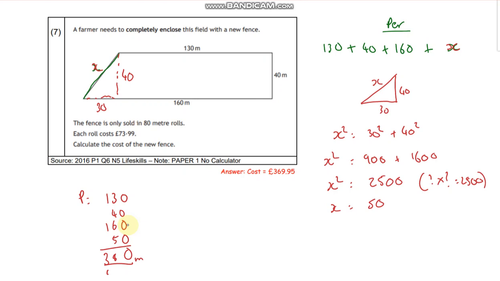And the fence is sold in 80-meter rolls. So 80-meter rolls, okay, so 80 is 1. 160 would be 2. So that means that 320 would be 4 if I times that by 2. So I'm going to need to get another one. I'm going to need to get 5 rolls if I want to get a 380. So I need to get 5 rolls, so I'm going to do 73.99 multiplied by 5.